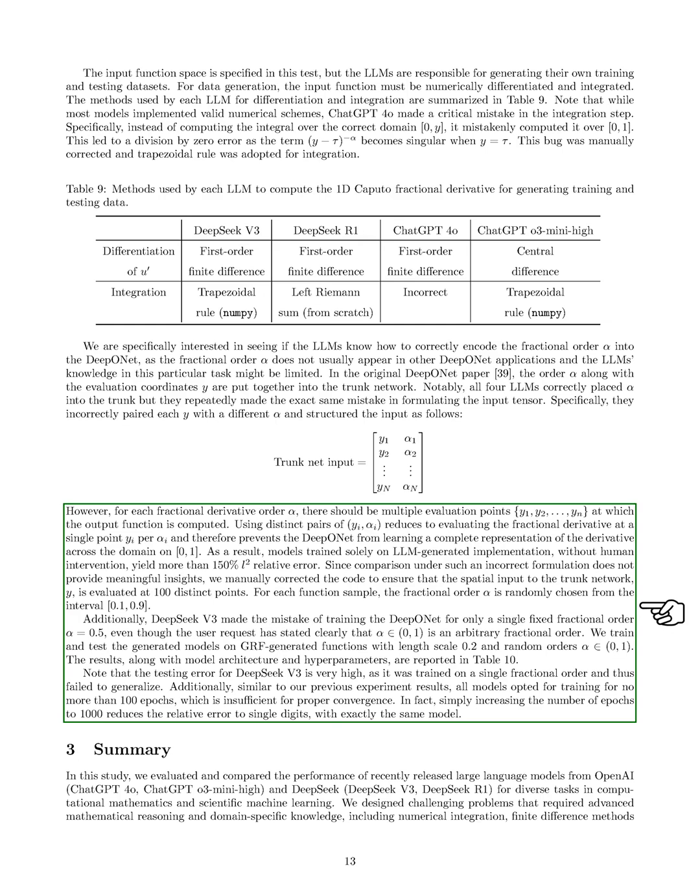Additionally, DeepSeek v3 incorrectly trained the model on a single fixed fractional order, despite the requirement for variability. We trained and tested the models on functions generated from the Gaussian random field with random fractional orders. The results, including model architecture and hyperparameters, are documented in a table.